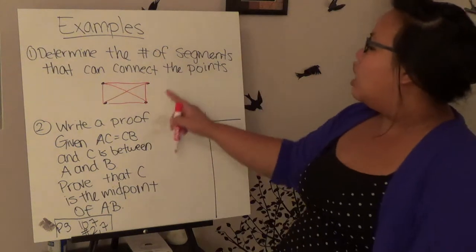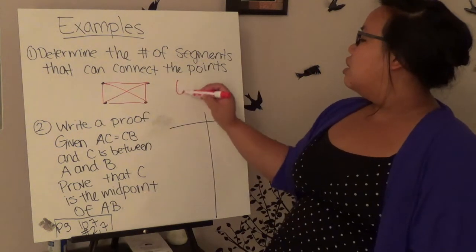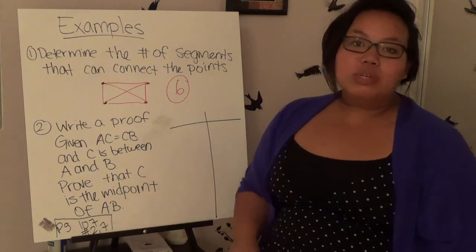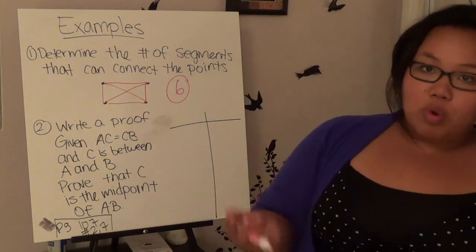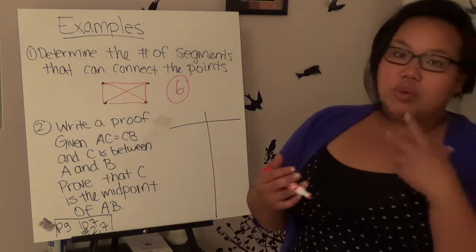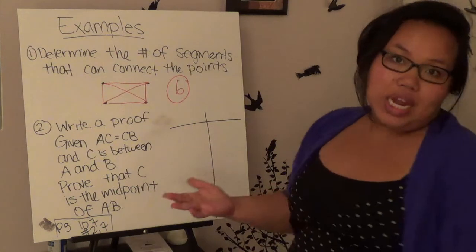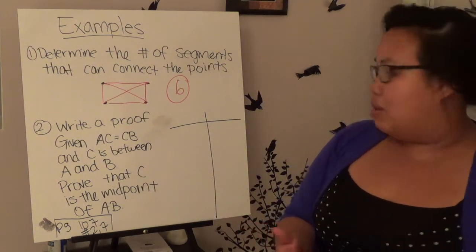So how many new lines can I create from here? 6. Right? Page 107, number 2 is very similar. You do the same thing except there are more points, so you kind of have to figure out a little bit more. But it's pretty straightforward. You just connect the dots, and only new lines can be counted.